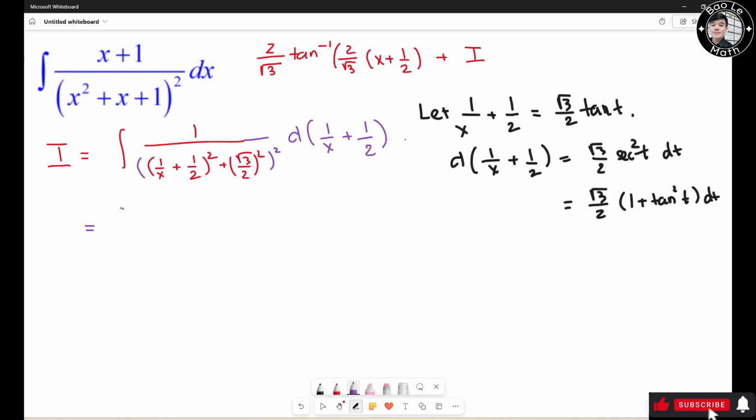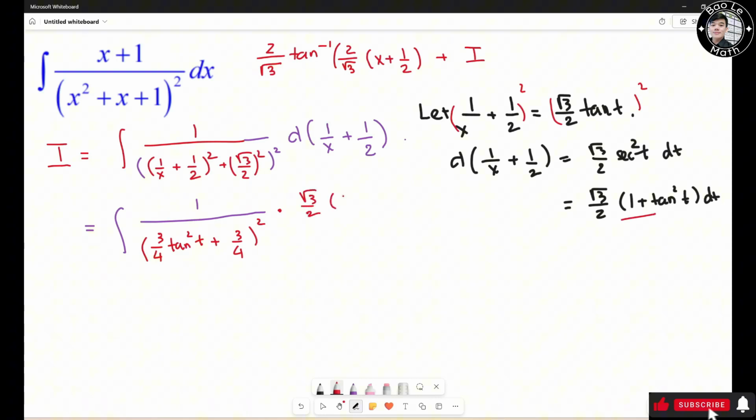Now we substitute this back into the original one right here. So we have I equals the integral of 1 over, now if you square this one, it turns out to be 3 over 4 tangent square t plus 3 over 4, altogether square. And then this d of this one equals root 3 over 2 times 1 plus tangent square of t dt, right?